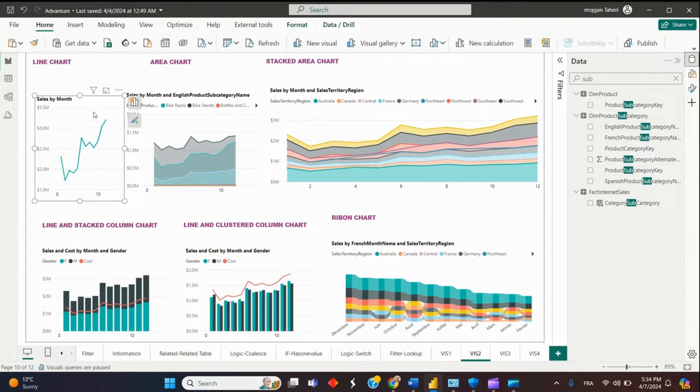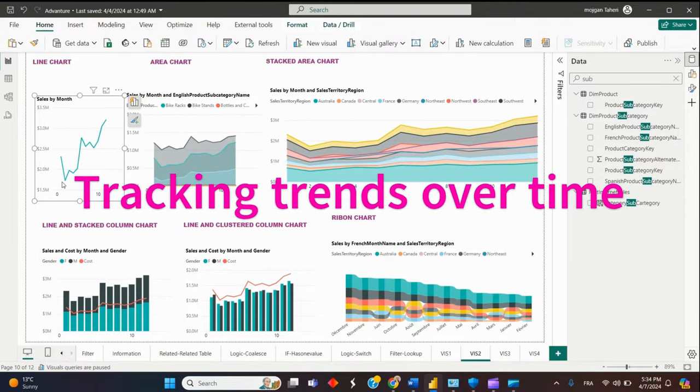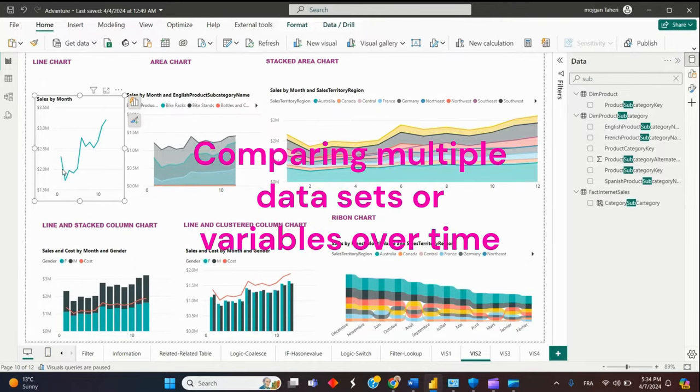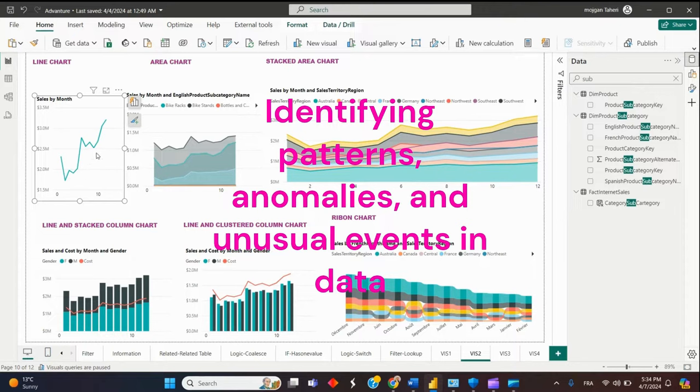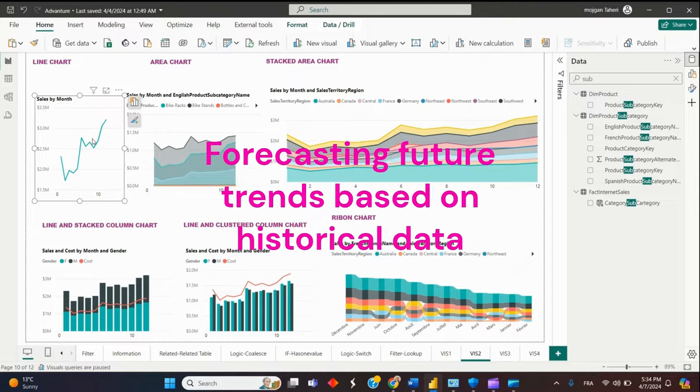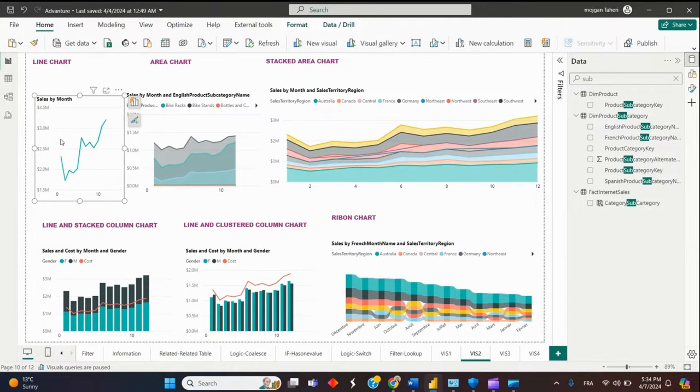In general, we use a line chart when we want to track a trend over time, compare multiple data sets or variables over time, and identify patterns, anomalies, and unusual events in the data. We can use it for visualizing continuous or sequential data. For forecasting future trends based on historical data, we can use a line chart.